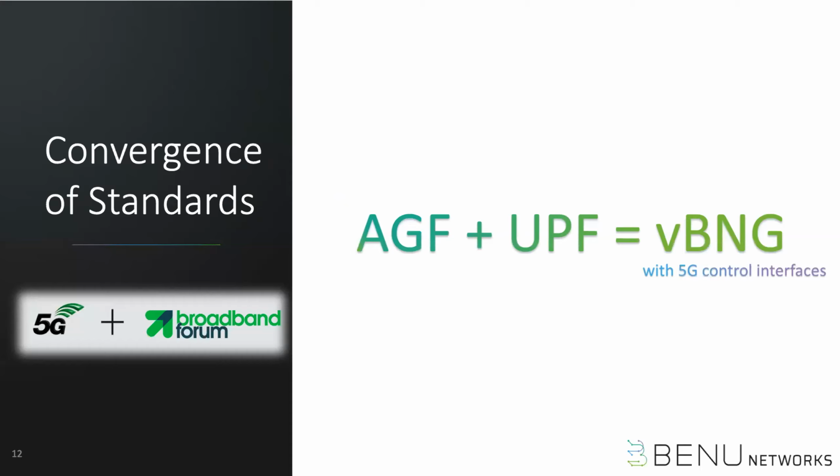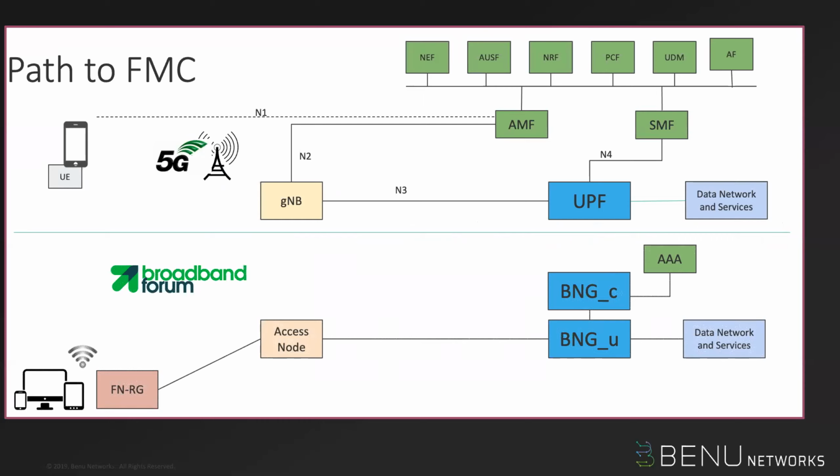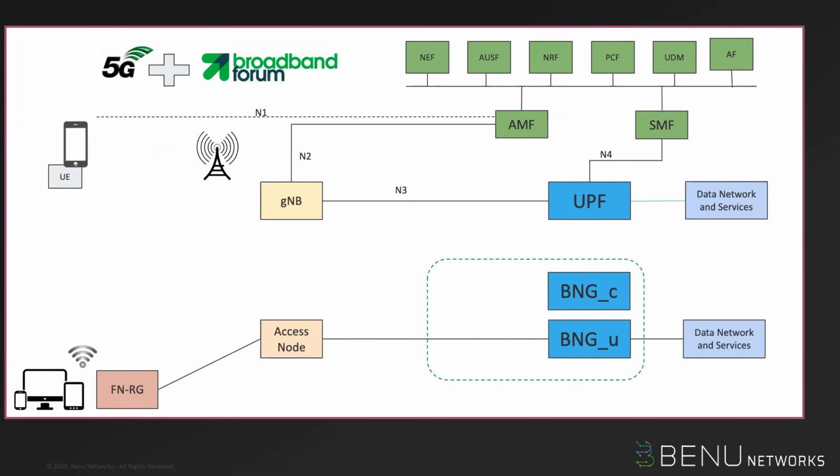So with 3GPP and Broadband Forum working closely, the disaggregated BNG in the fixed line standard looks very much like an AGF and a UPF function that's needed for fixed convergence. What I mean by that is, on the top part, I'm showing the 5G mobile network where the 5G UE connects to the core, shown in green above, and the bottom section depicts the fixed line access where the residential gateway connects to the BNG to get the data service. In the converged access scenario, the BNG gets modified to AGF and UPF functions and connects to the 5G core for service enablement instead of a AAA.